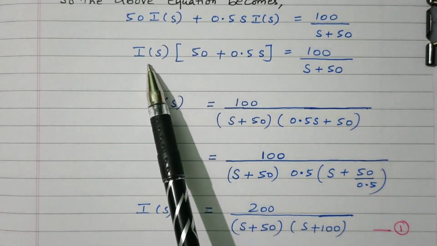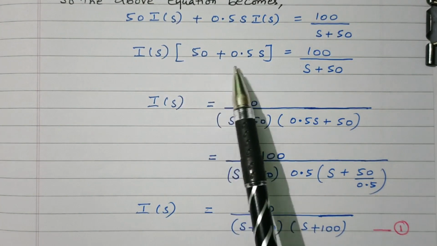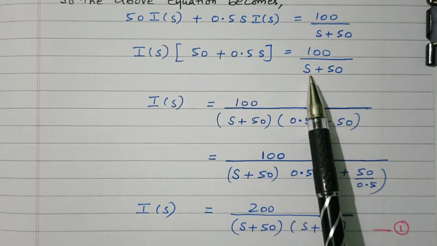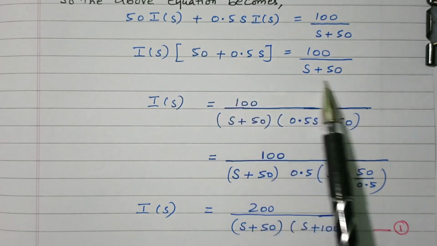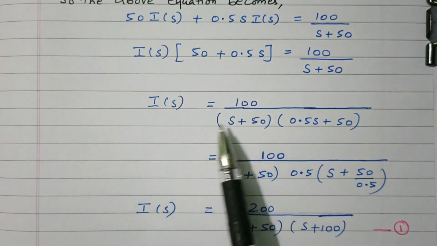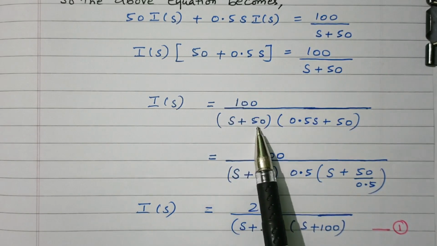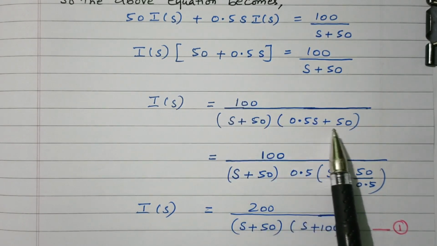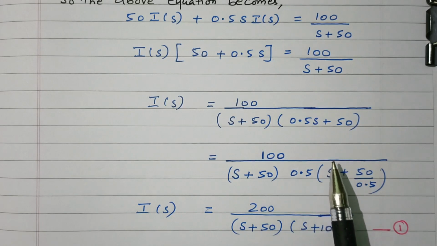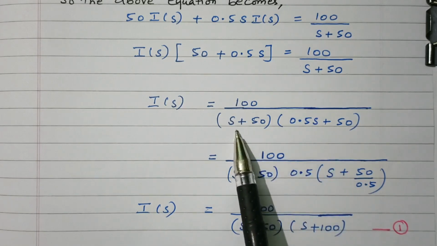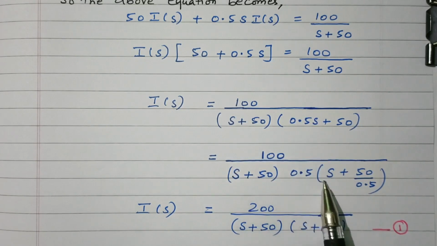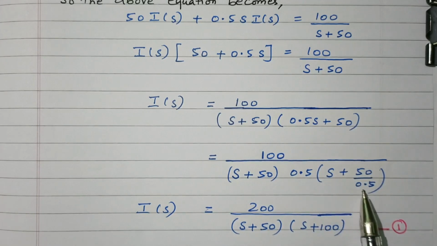So here we'll take I of S common, so that 50 plus 0.5 S equal to 100 divided by S plus 50. Bring this term into the denominator, so that I of S equals 100 divided by S plus 50 into 0.5 S plus 50. Now what we need is the S plus form. The standard form is S plus something. Here 0.5 is there, so we will take the 0.5 outside, so that S plus 50 divided by 0.5. 50 divided by 0.5 is nothing but 50 divided by 1 by 2, that is, this 2 will go to the numerator, so it becomes 100.